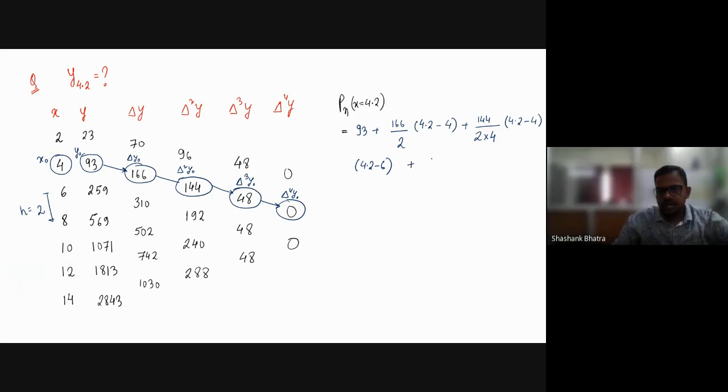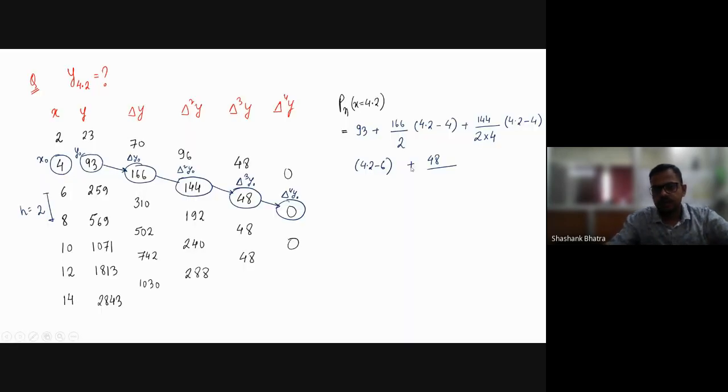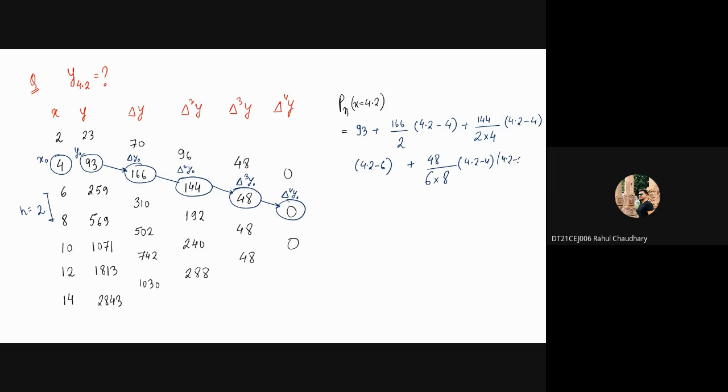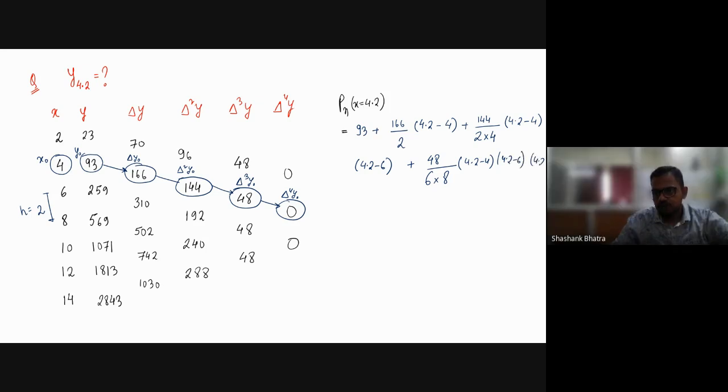Similarly, the next one will be 48 upon 3 factorial, that is 6, multiplied by h cube, that means 8. Here it will be again 4.2 minus 4, 4.2 minus 6, and 4.2 minus 8. So finally, what will be my y at 4.2?